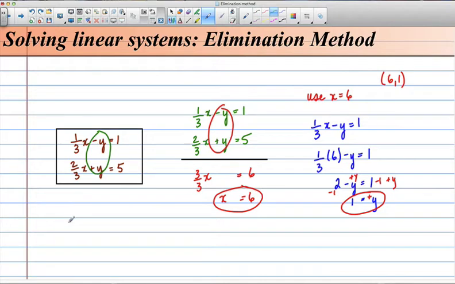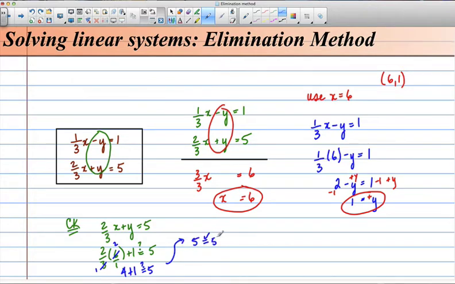We can do a check, and we'll use the second equation. Plug in the x value. Checking to see if the left side equals the right side. And we have a fraction times a fraction. We can reduce. 3 goes into 3 once. 3 goes into 6 twice. We have 4 plus 1. Does that equal 5? And in fact, 5 does equal 5.